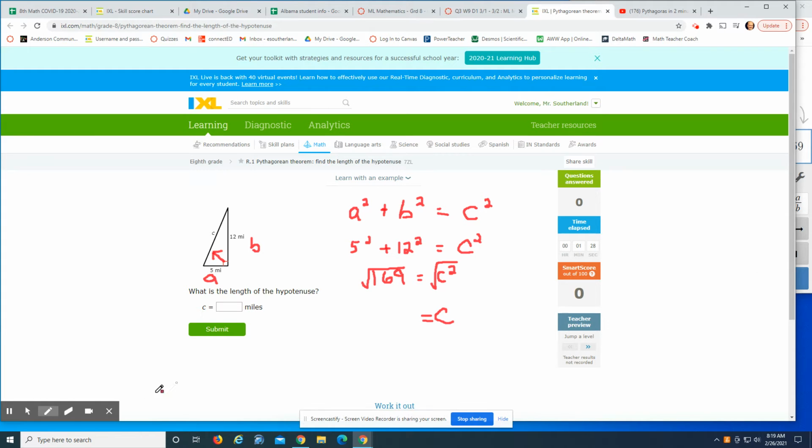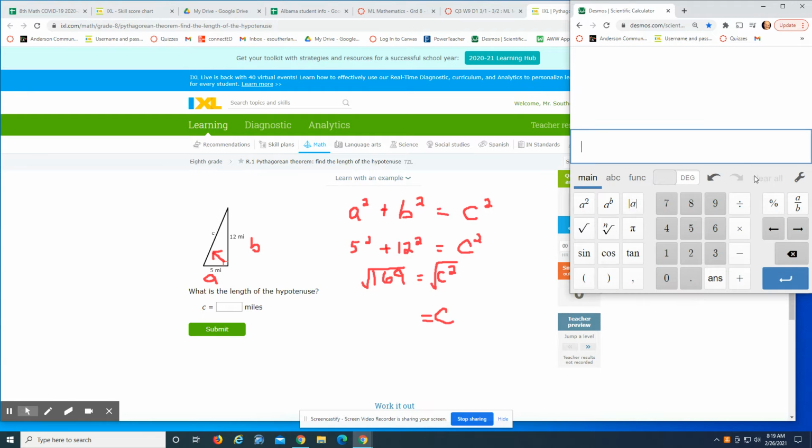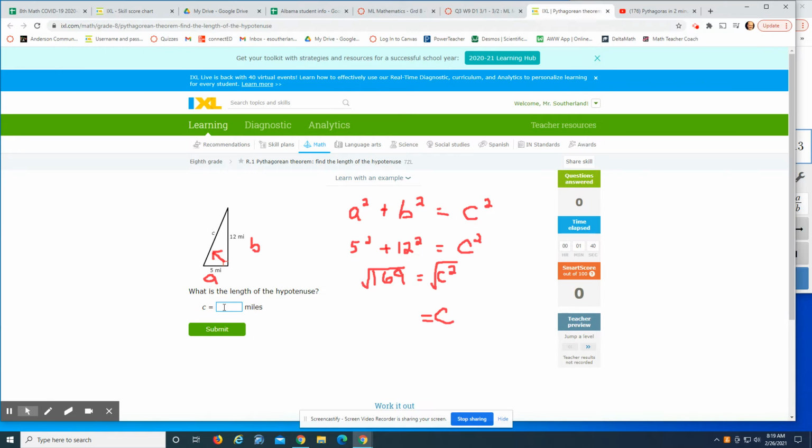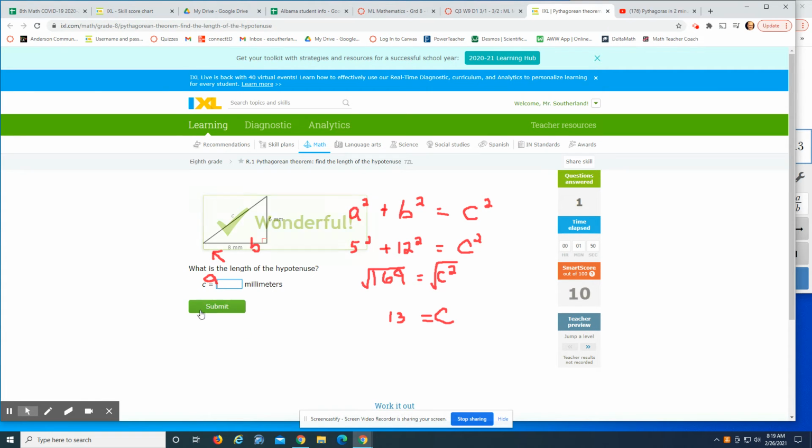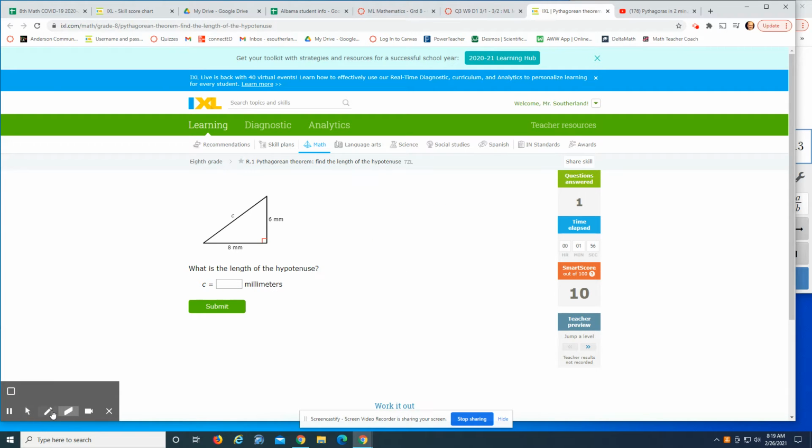Then we go back to our calculator and we say the square root, this symbol here, of 169 is equal to 13. So then I would just type that in, 13. Go ahead and click submit. You get a perfect score. And then we start completely over again with the next problem.